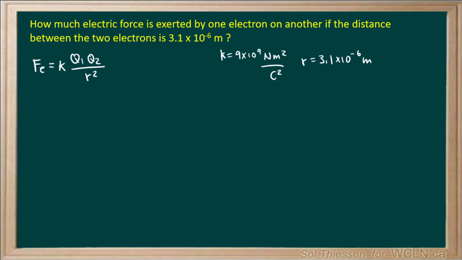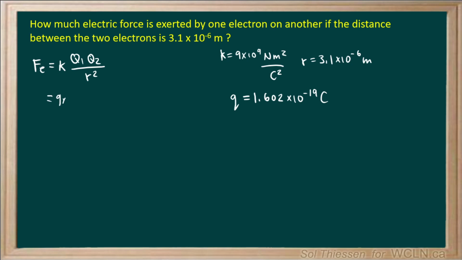So an electron or a proton will have a magnitude of charge that is equivalent to the elementary charge, which is 1.602 times 10 to the power of minus 19 coulombs. For an electron, that charge will be negative. For a proton, that charge will be positive. Okay, so let's plug this into our formula.